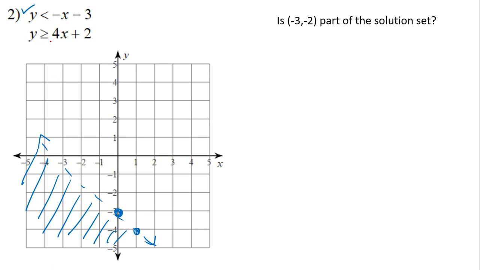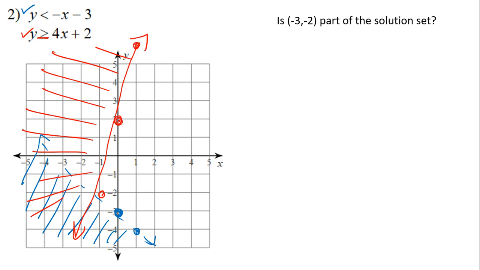Now let's graph our second inequality. We're going to start at (0, 2). We're going to go up 4 and over 1. We could also go down 4 and left 1. We have y is greater than or equal to, so because it's equal, we're going to have a solid boundary line, and it says y is greater, so we're going to shade above. So all the region in red is the solution for the second inequality, and where they overlap will be the solution for the system. So let's pretend we don't have the graph and plug in this ordered pair.